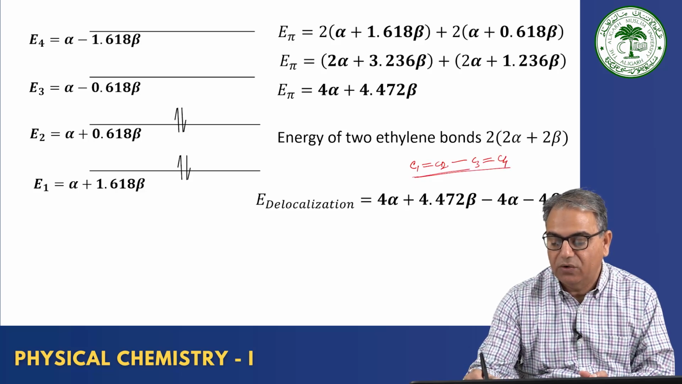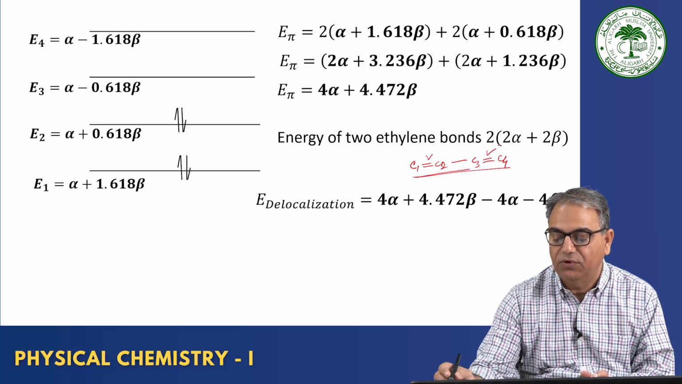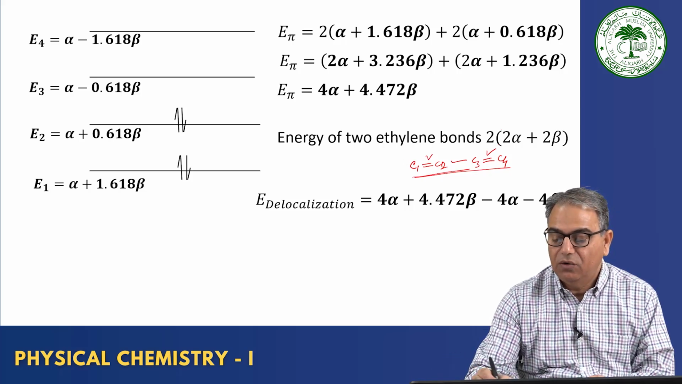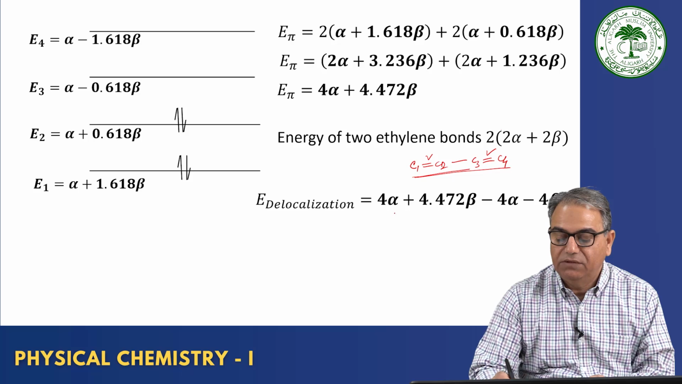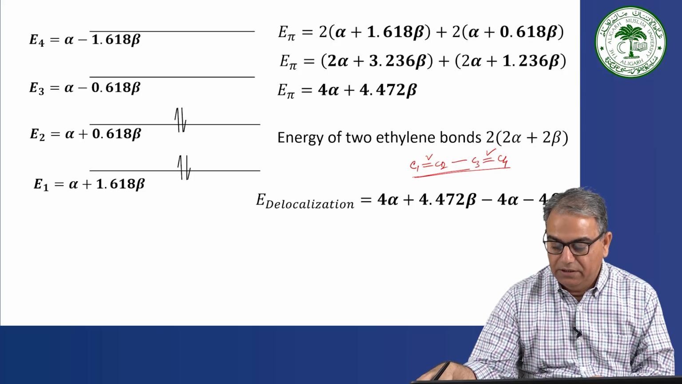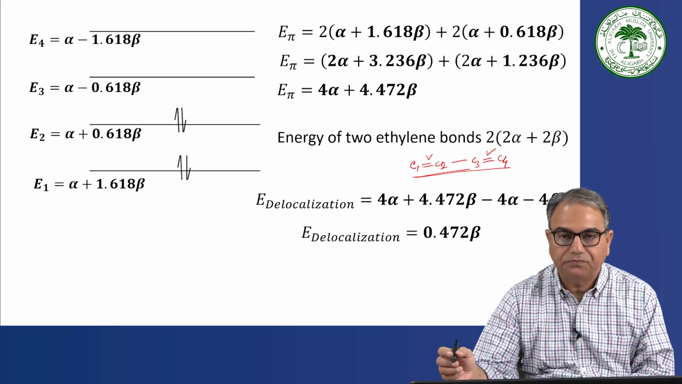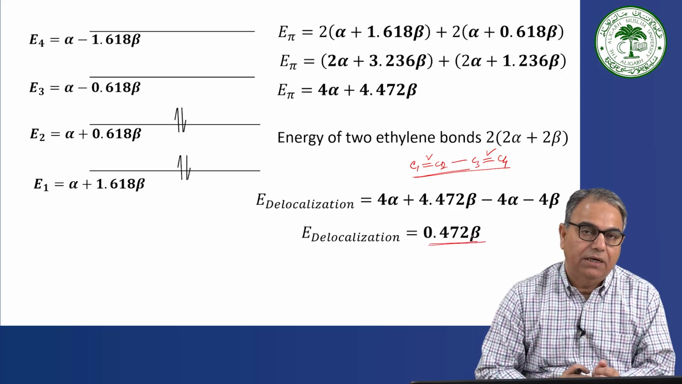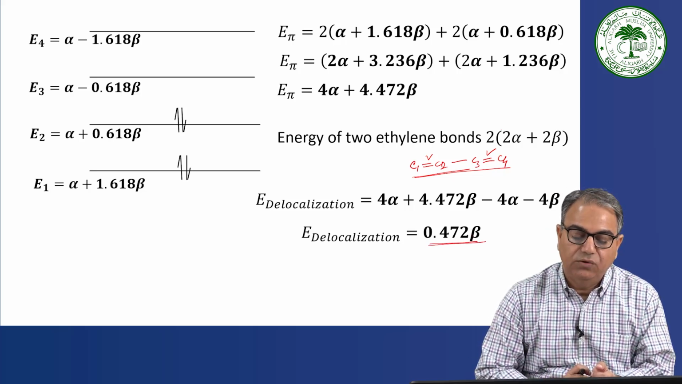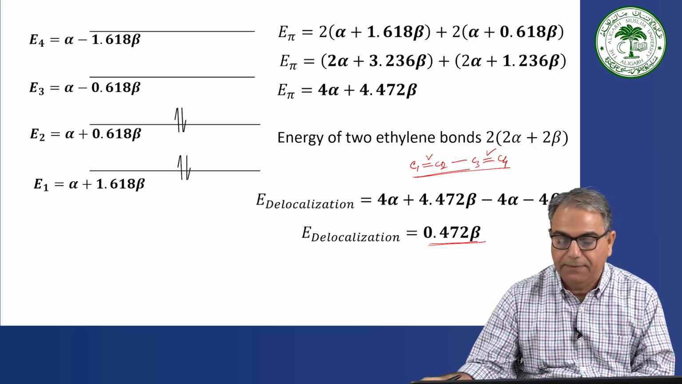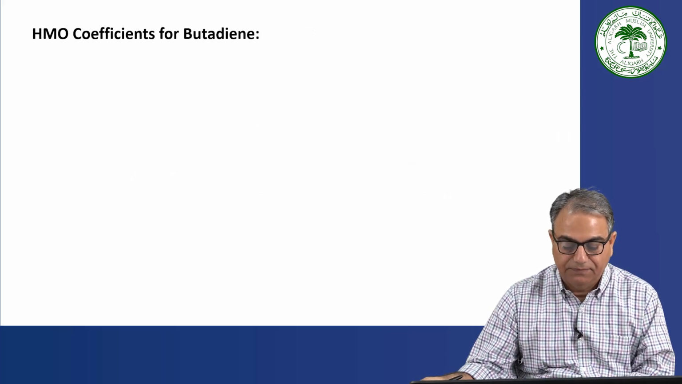If the bonds are localized between C1 and C2 and C3 and C4, then the energy is 4 alpha plus 4 beta, and if it is delocalized over the whole system, then the energy is 4 alpha plus 4.472 beta, and that's how you get the delocalization energy. The delocalization energy is 0.472 beta, which is a negative quantity, and this tells you that delocalization leads to stabilization of the system, or the system gets stabilized.